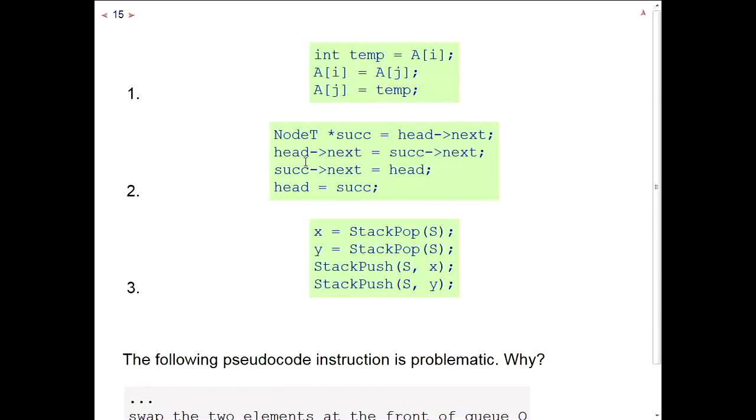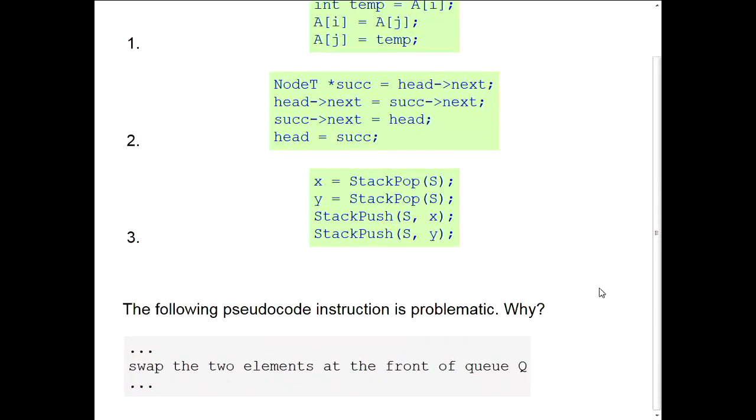Let me see if that is exactly what we had on our slide. Yep, that was my idea as well, except that I've used successor here directly. But this is exactly the pseudocode that you came up with. Here we have the stack pop and stack push. You always have to be careful with pseudocode that what you describe is easy to implement. If you look at this pseudocode, which is very similar to the things that we looked at, but says swap the two elements at the front of the queue Q, why is that problematic?